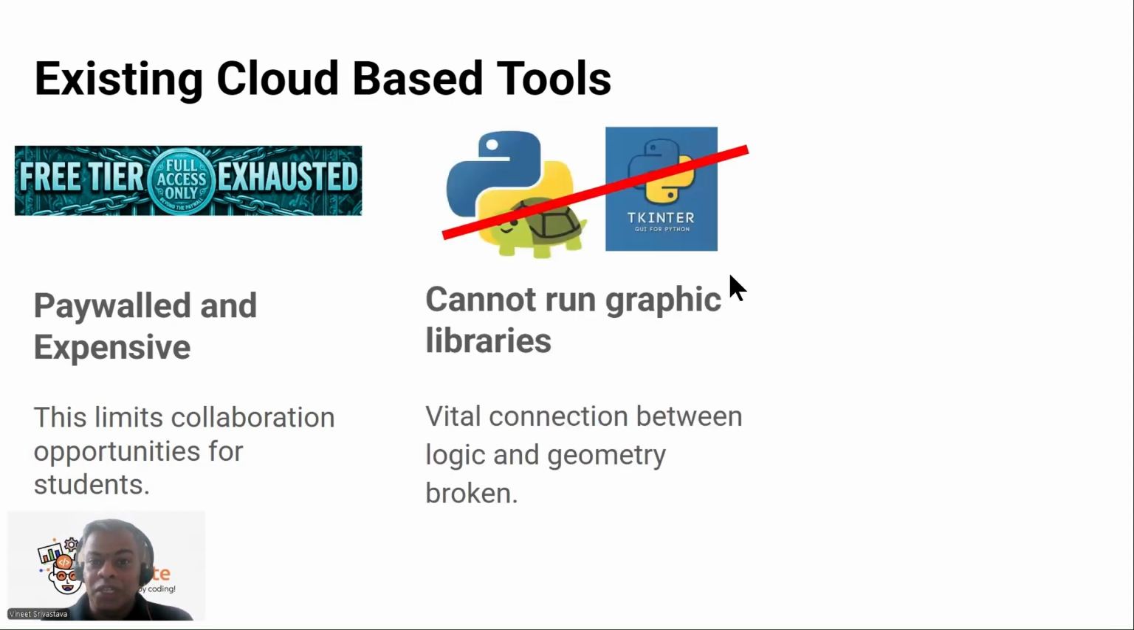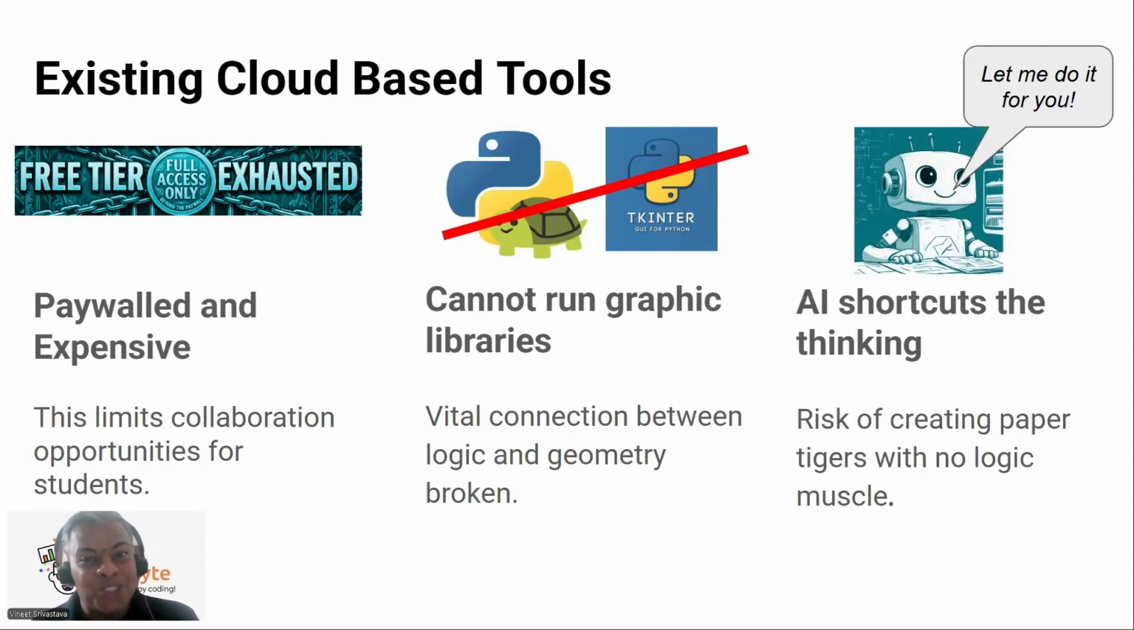Many of these tools wouldn't run graphic libraries like Turtle and Tkinter, which breaks the vital connection that we need at an early stage between geometry and logic. And worst of all, these tools are built for the corporate world, forcing AI help at every step. Now, this is understandable from a corporate efficiency point of view, but when we look at education, especially with young children, we run a risk of creating paper tigers who have no logic muscle whatsoever.